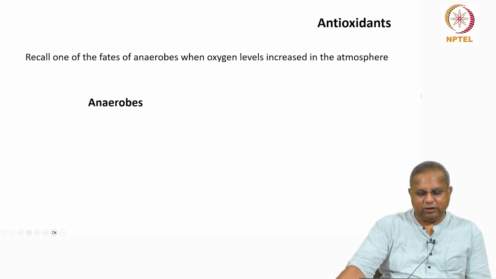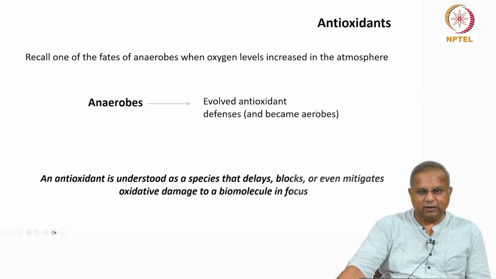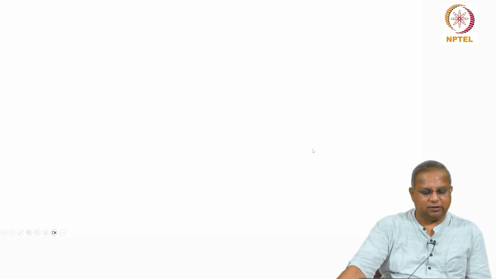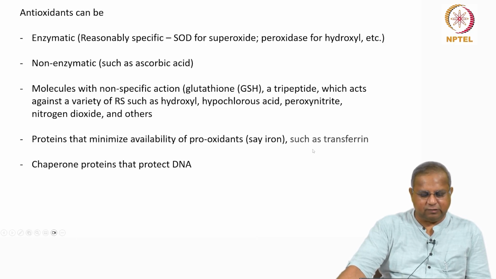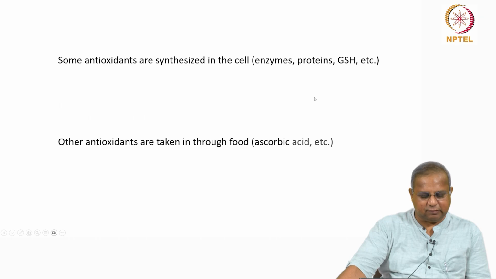Then we saw what antioxidants were, and at this point in time, an antioxidant is understood as a species that delays, blocks, or even mitigates oxidative damage to a biomolecule in focus. Then we looked at various antioxidants that are available to the cell. Some are synthesized in the cell and some need to be provided through food.